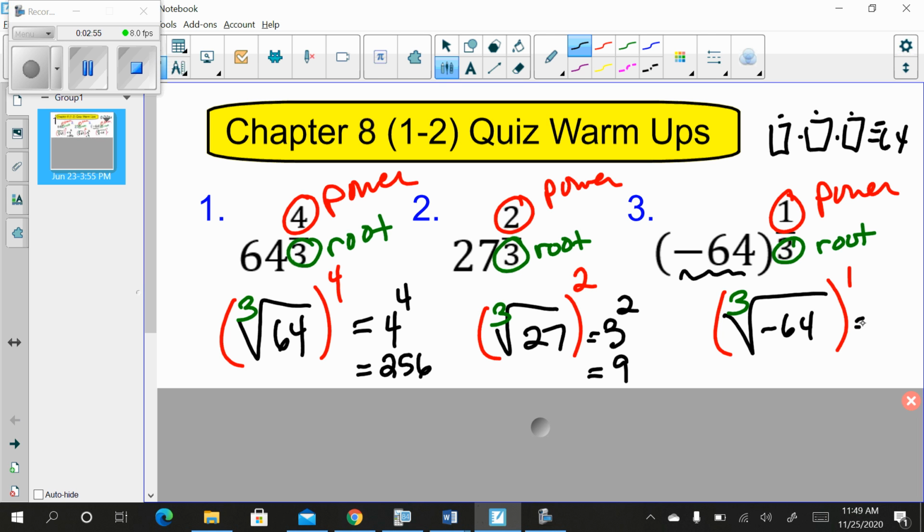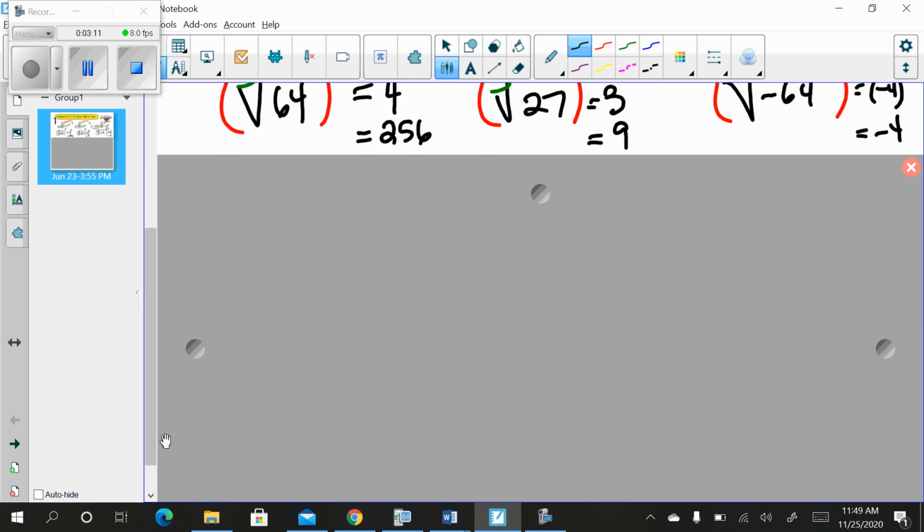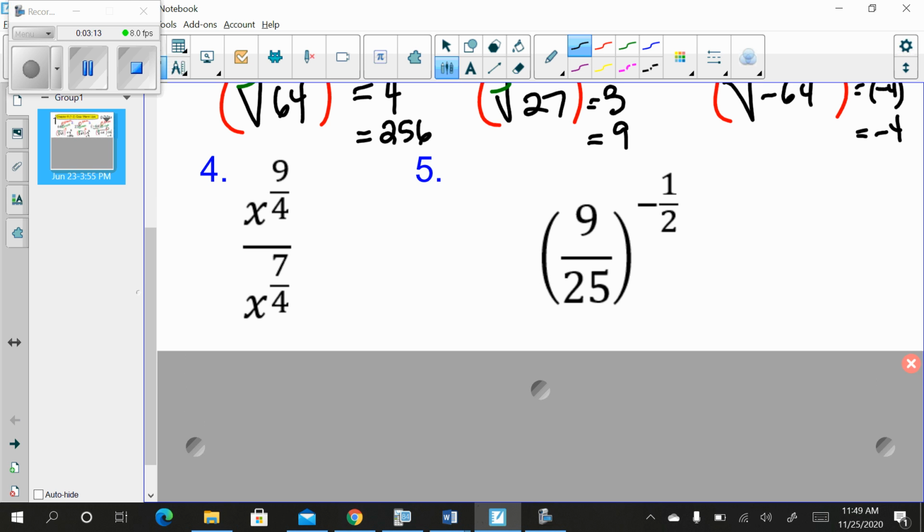So that's going to be what number times itself 3 times? Well, that's a negative 4. So it's a negative 4, and then we have to raise it to the first power. So because it's the first power, then our final answer is just negative 4. But we have to be careful about what can we take the root of and what can't we. We can do odd roots of negative numbers like that. It's totally fine.